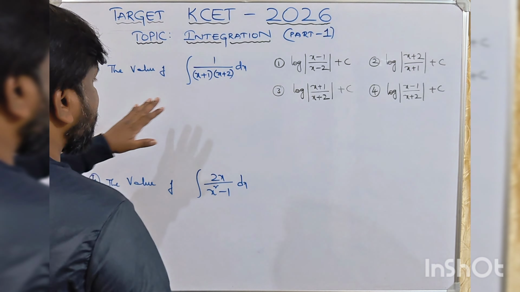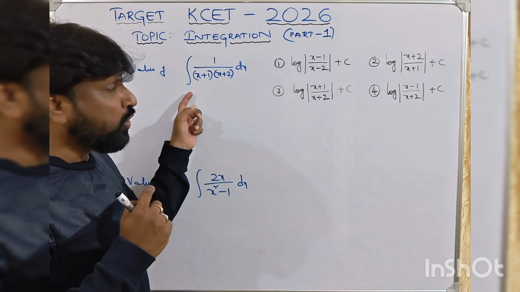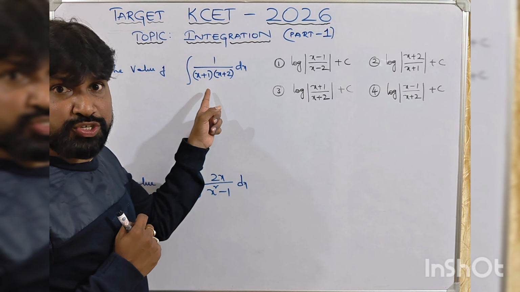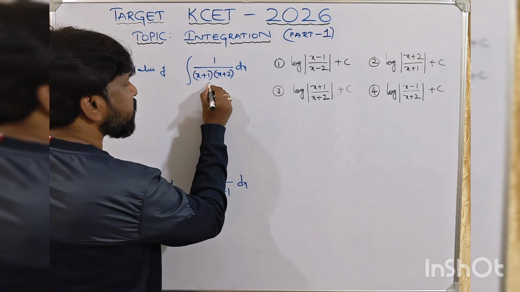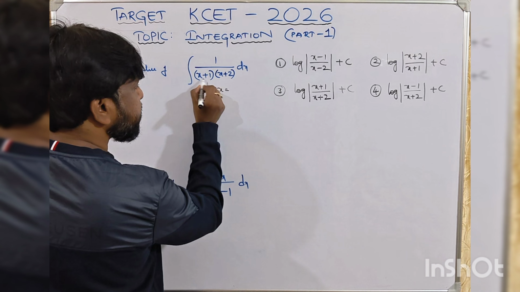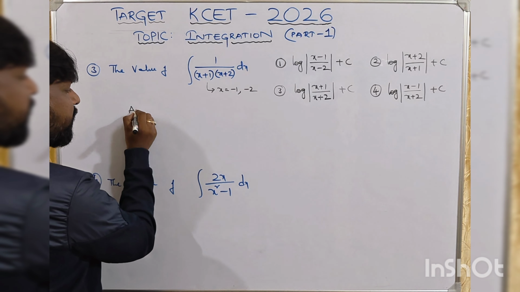The value of integral 1 by (x plus 1)(x plus 2) dx. It looks like a very simple question. Do you know this is a 2025 KCET question, friends? Look carefully. By using this shortcut we can solve it very easily. Just find the roots: x plus 1 equal to 0 means x equal to minus 1, x plus 2 equal to 0 means x equal to minus 2. So you are going to find the a value and b value.